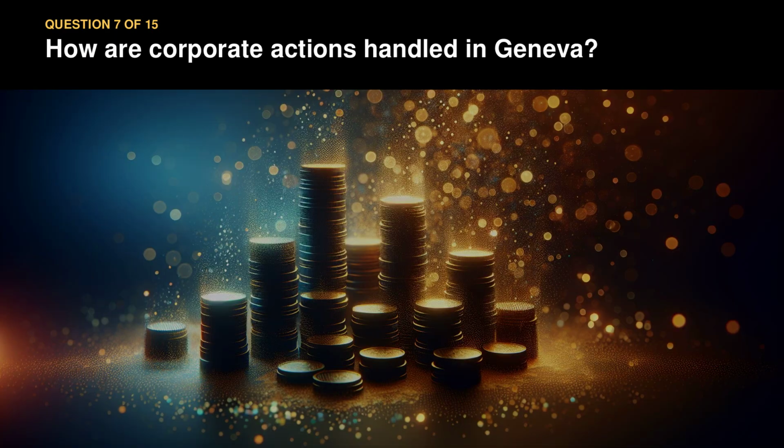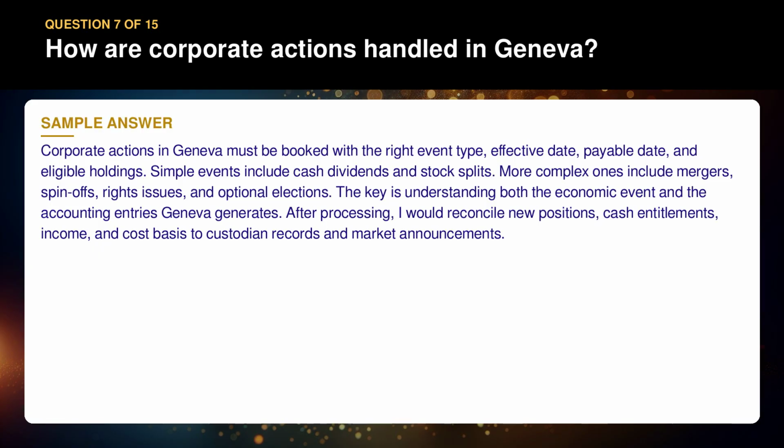Question 7. How are corporate actions handled in Geneva? Corporate actions in Geneva must be booked with the right event type, effective date, payable date, and eligible holdings. Simple events include cash dividends and stock splits. More complex ones include mergers, spin-offs, rights issues, and optional elections. The key is understanding both the economic event and the accounting entries Geneva generates.